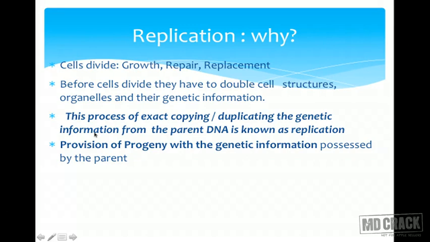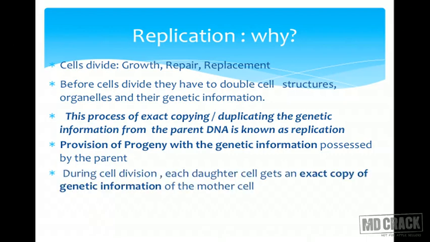So, why is it essential? The purpose of replication is to provide the progeny with the genetic information possessed by the parent. Whatever genetic information the parent cell has has to reach the progeny. It has to have the same genetic information as was there in the parent. So during each cell division, both daughter cells should get an exact copy of the genetic information. Whatever gene is present in the mother cell should be present in both the daughter cells. Both should contain the same genetic information of the mother cell.